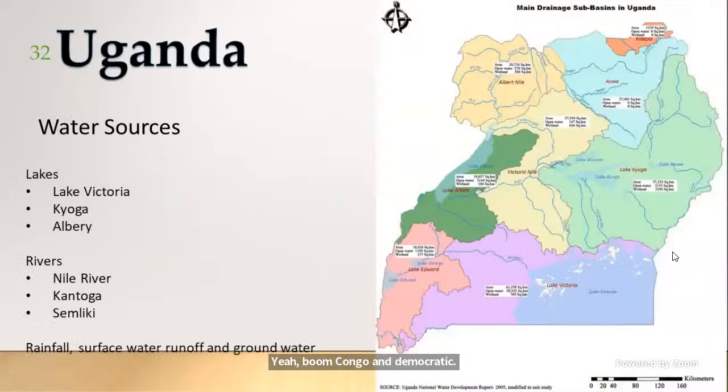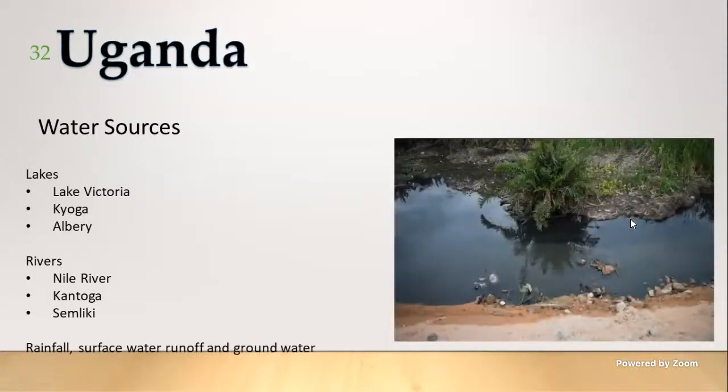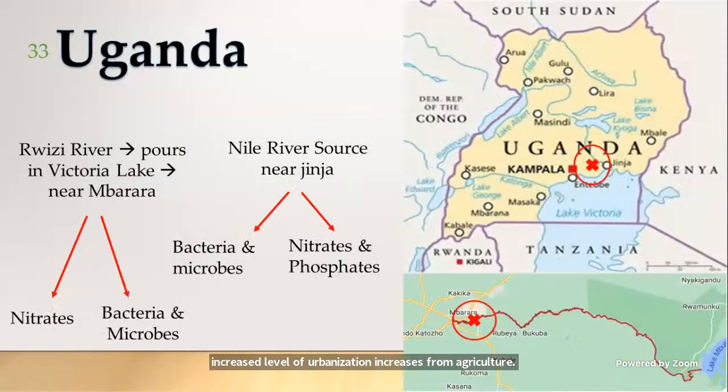If we look at Uganda, we will find that their main water sources are lakes, like Lake Victoria, rivers such as the Nile River, beside rainfall and some groundwater. The problem of Uganda is the poor sanitation there, the increased level of urbanization and wastes from agriculture. So to test their water, we should focus mainly on nitrates, phosphates, and bacterial infection. You can see that we chose exact sites where pollution is known to be more severe.